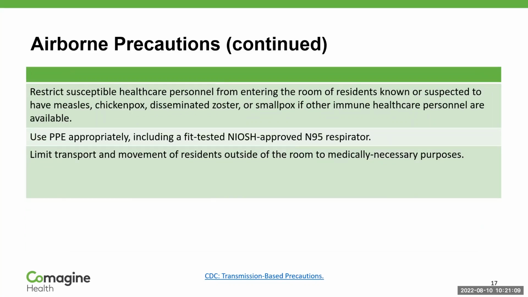And then restrict anybody who is susceptible to any of those illnesses from entering the room. Now, here's an interesting fact. They used to say that if you were born before 1955, you probably have lifetime immunity to chickenpox, varicella, and probably measles, mumps, rubella, because if you were a child of the 50s and 60s, you got all those diseases when you went to school. Your friends and siblings gave you those diseases.